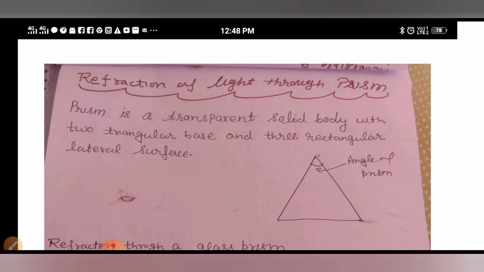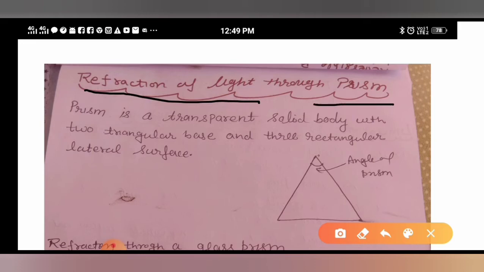Dear students, as you know, we have started our chapter Human Eye and Colorful World. Students, today we will study about refraction of light through prism and dispersion of light. So let us start our first topic, which is refraction of light through prism. For this you must know what is refraction of light and what is a prism.